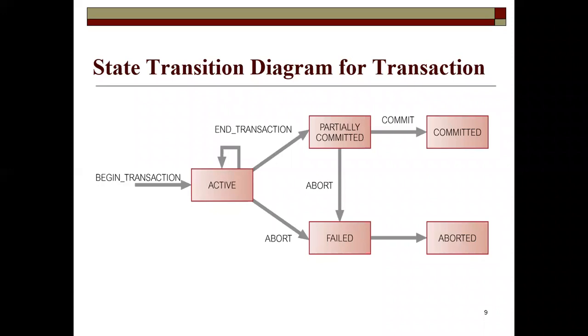So as long as we are not going to have a new consistent state, that means we have violation of some of the constraints, we need to abort. And that means get to an aborted state whereby you go back to the original database state that you had.